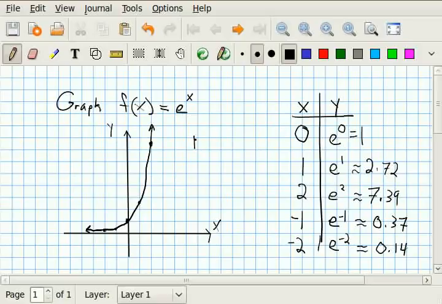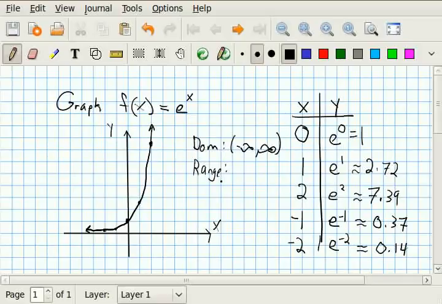Just worth mentioning here, the domain and the range. The domain of any exponential function is negative infinity to infinity, which you can see from the graph, and we know that based on the formula. X can be anything. The graph goes all the way to the left and all the way to the right. X can be any number.